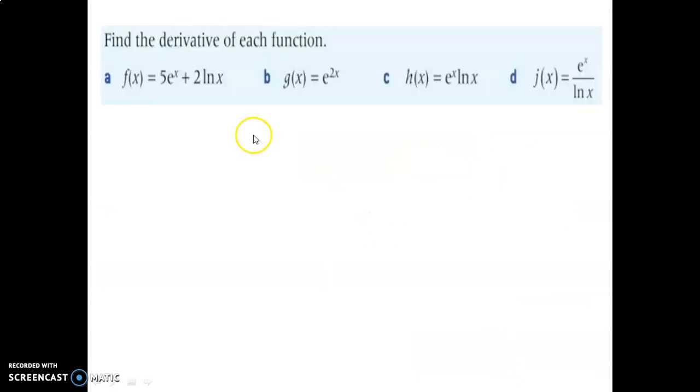Okay, next, try this one right here. For a, you should have this as your derivative. Check your work. Again, e to the x is just itself when you take the derivative, and ln x is 1 over x, therefore 2 times 1 over x is this. How about the second one?